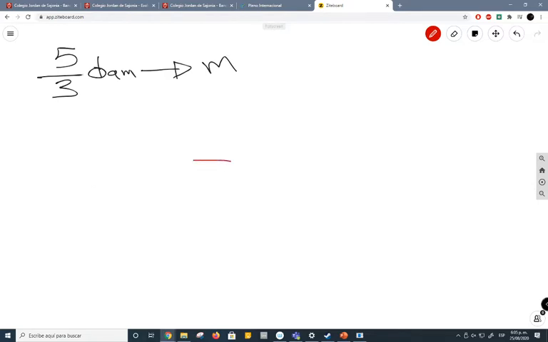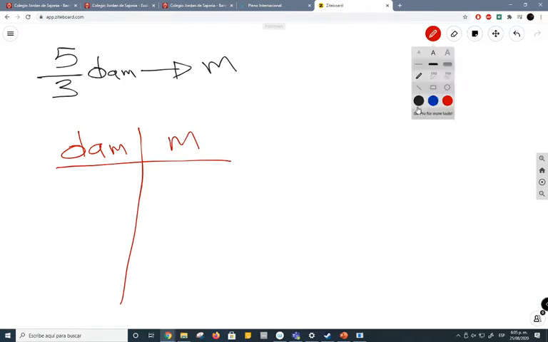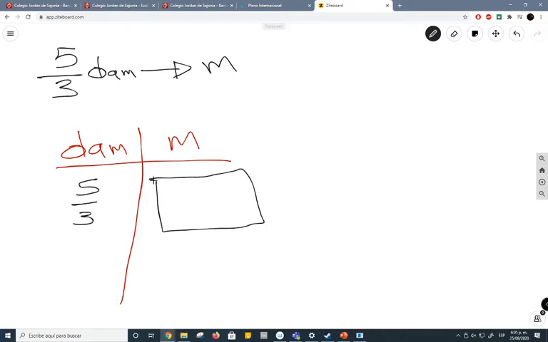So let's create a chart in which we are going to represent both units. Decameters, which these three letters represent, and meters. Okay, so now I am going to put the 5/3 in the column of decameters. And this quantity, this measure, is what we are going to find.